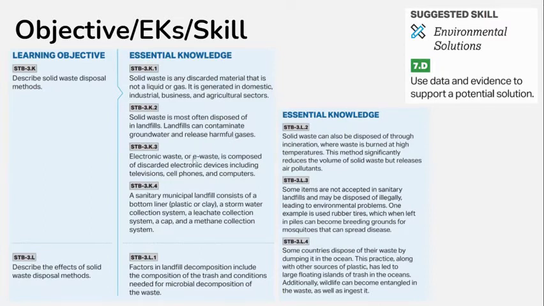Electronic waste, or e-waste, is composed of discarded electronic devices, including televisions, cell phones, and computers. A sanitary municipal landfill consists of a bottom liner of plastic or clay, ideally both, a stormwater collection system, a leachate collection system, a cap, and a methane collector system. So we'll need to know this technology well.